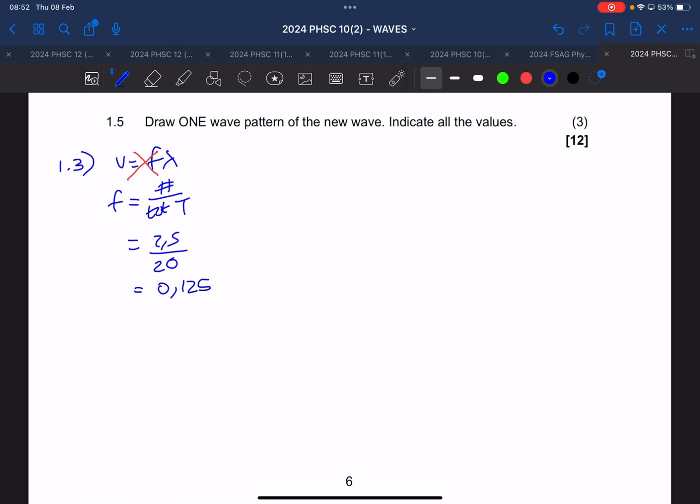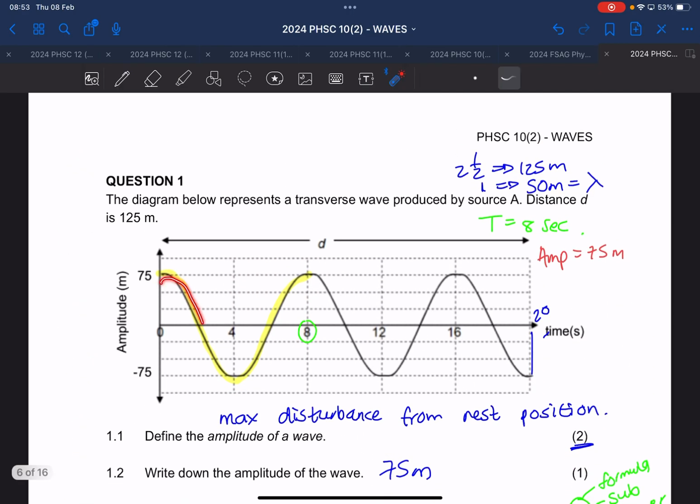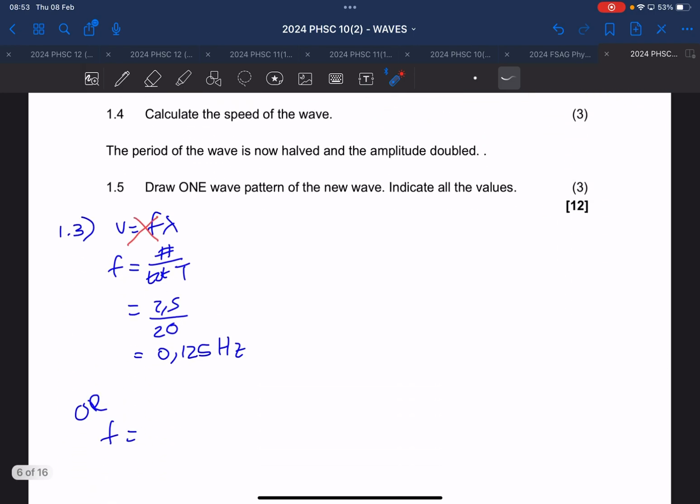0.125 hertz. But you could have also written it another way, or you could have said, I've just gotten for 1 wave is 8 seconds. So you could have also said, okay, for 1 wave it's 8 seconds, and you would have gotten exactly the same answer. If you wrote down 0.13, that's also fine.